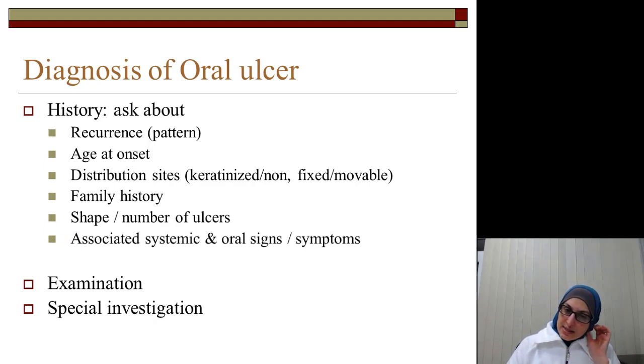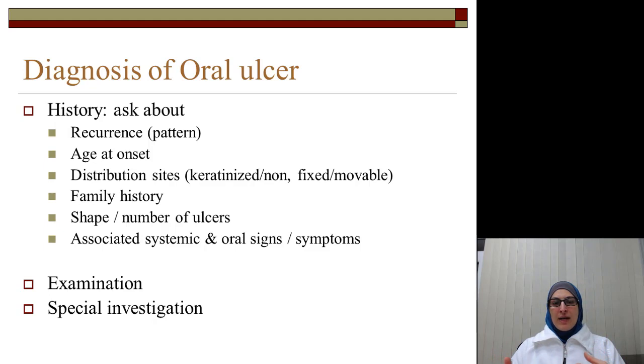And if there are any associated systemic or oral signs or symptoms, this is again a very important question, because you want to know whether the ulcers present in the patient's mouth are a single entity or part of a general systemic condition. So it is important always to ask a patient who has an ulcer in the mouth: do you have ulcers anywhere else in your body? This is a very important question. Do you have any skin lesions? So you want to figure out whether this is part of a mucocutaneous condition or not.